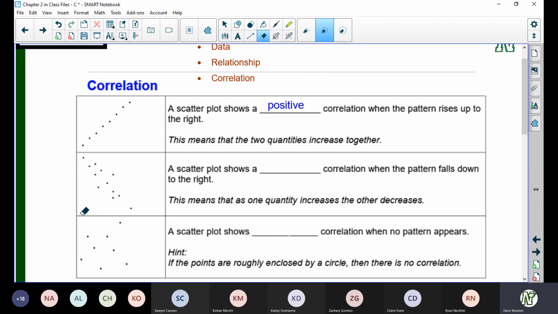In the same way, this goes down to the right. So when you go down to the right, as this variable increases, this one decreases. This is a negative correlation. Think about one of your hands with the thumb down, negative correlation. And the very last one is when they're all scattered. We call this not positive or negative, but no correlation.